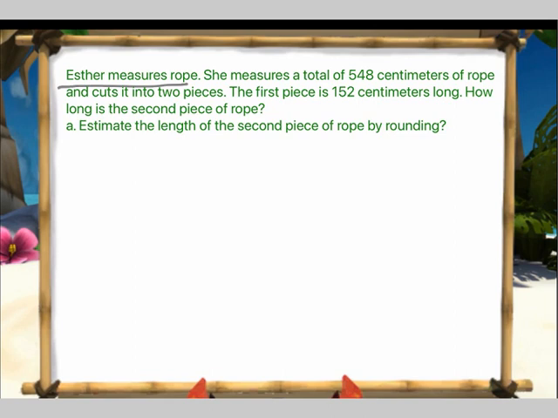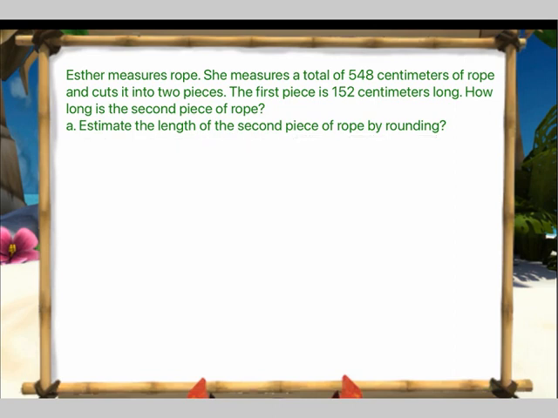Esther measures rope. She measures a total of 548 centimeters of rope and cuts it into 2 pieces. The first piece is 152 centimeters long. How long is the second piece of rope? Part A question. Estimate the length of the second piece of rope by rounding.